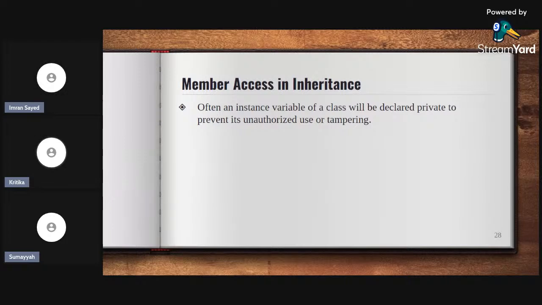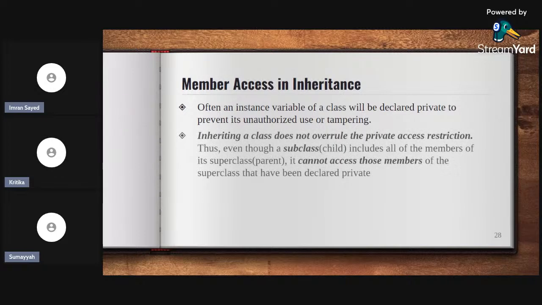Member access and inheritance. Often, an instance variable of a class will be declared private to prevent its unauthorized use or tampering. Inheriting a class does not overrule the private access restriction. Thus, even though a subclass or child includes all of the members of the superclass or parent, it cannot access those members of the superclass that have been declared private.